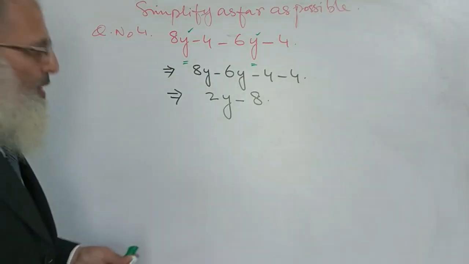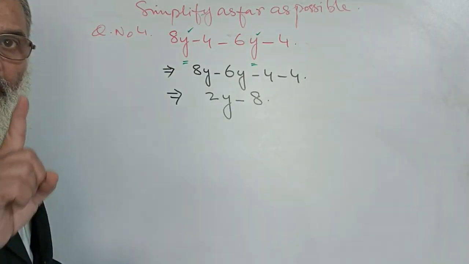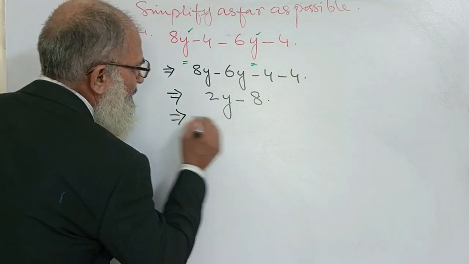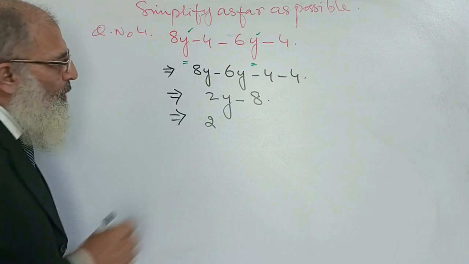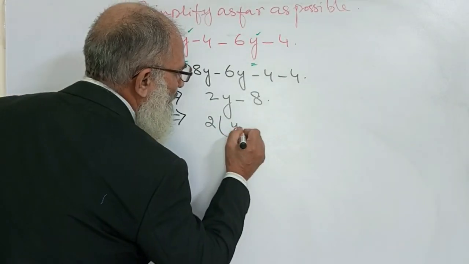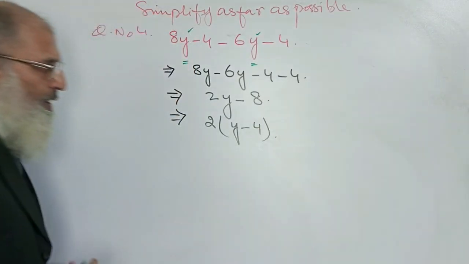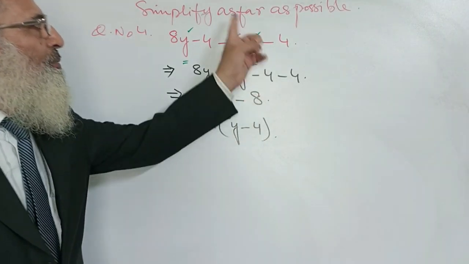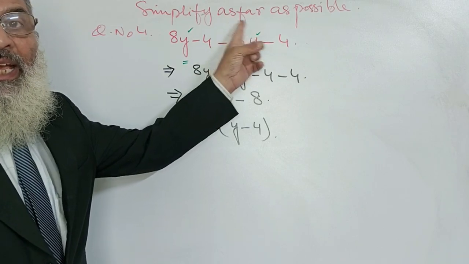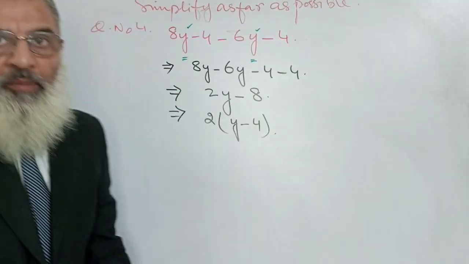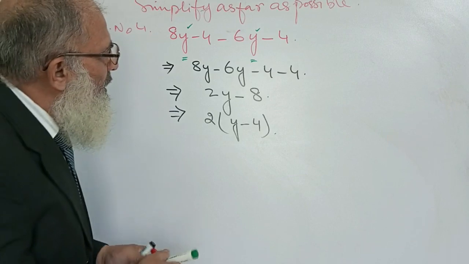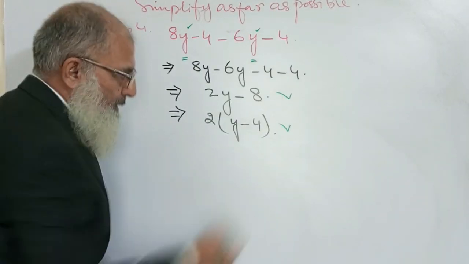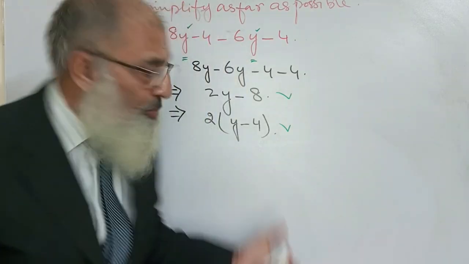Now I still have one step, and that is to take a common factor: 2y minus 4. So in my opinion, this is the answer, because it has said as far as possible. But to tell you, the answer in your book is this one, but this is also very good. This is more valid, I think.